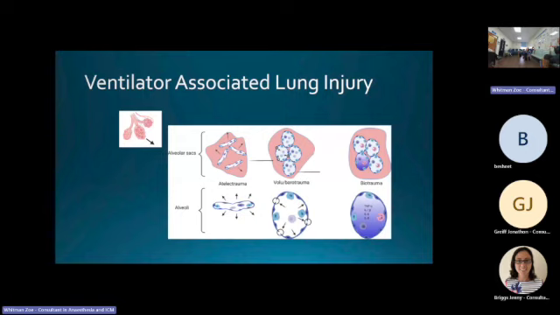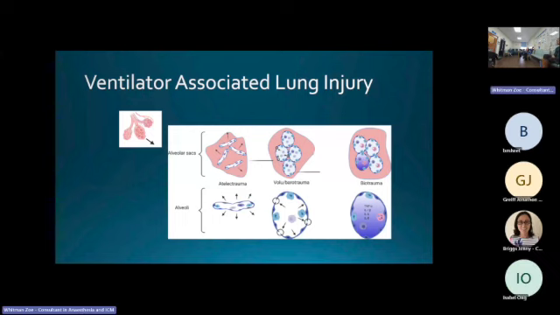They get lots of inflammation, inflammatory mediators and stuff with repeated stretching and squashing. Volutrauma and barotrauma, you can't really tell the difference, which is why they're lumped together, but it's high volumes or high pressures that usually go together. And basically you're popping all of the little bubbles and can cause pneumothoraces, that kind of thing.